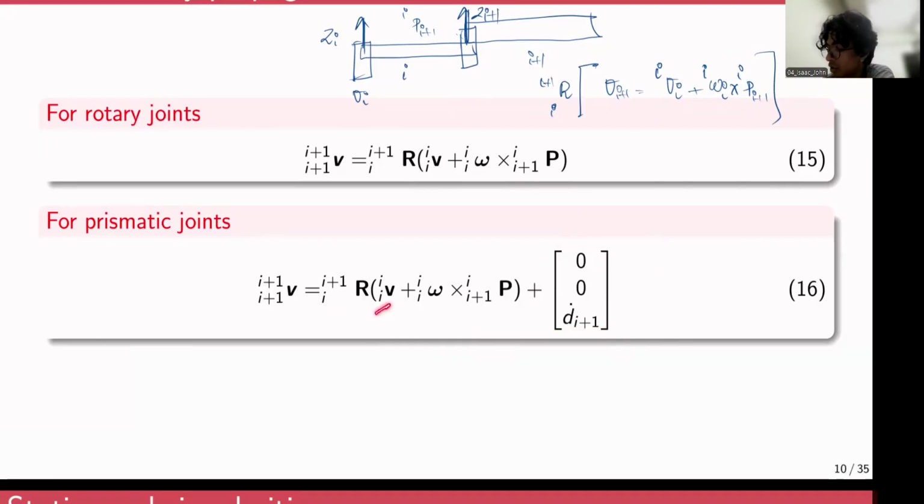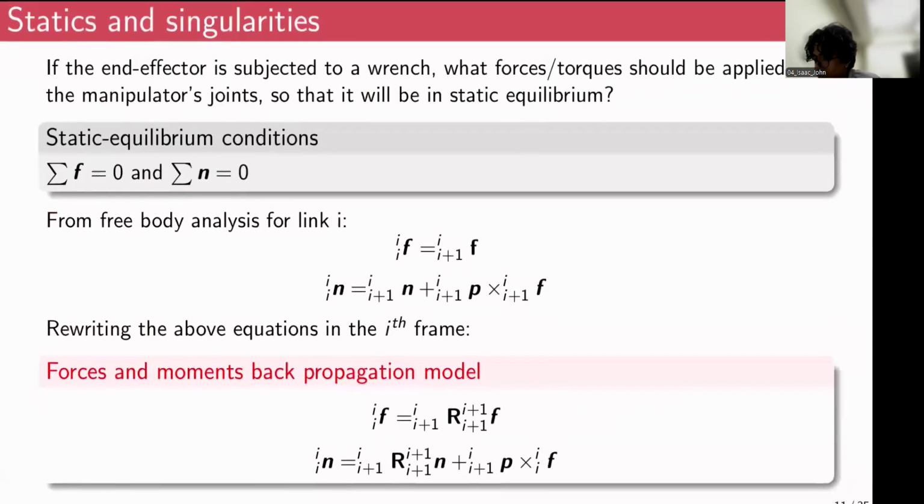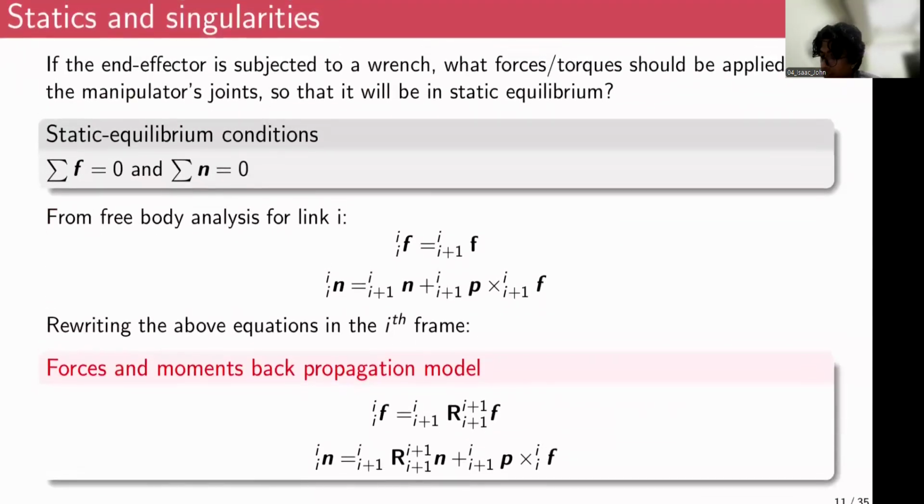You have the velocity of the previous joint. You have the centrifugal component, omega cross r, and then you also have this slip or the linear component, the sliding component as well. That is for a prismatic joint, right? So you begin the velocity propagation all the way from the first link to the final end effector position. All right, so that's about velocity propagation.